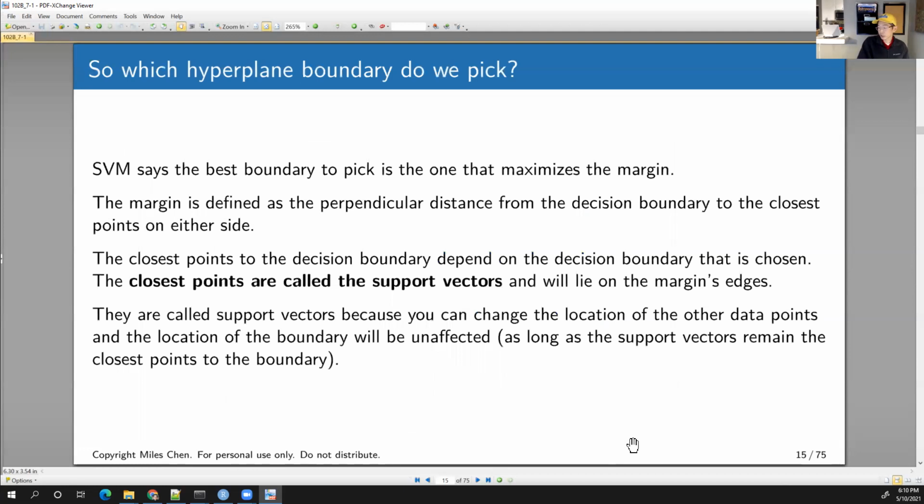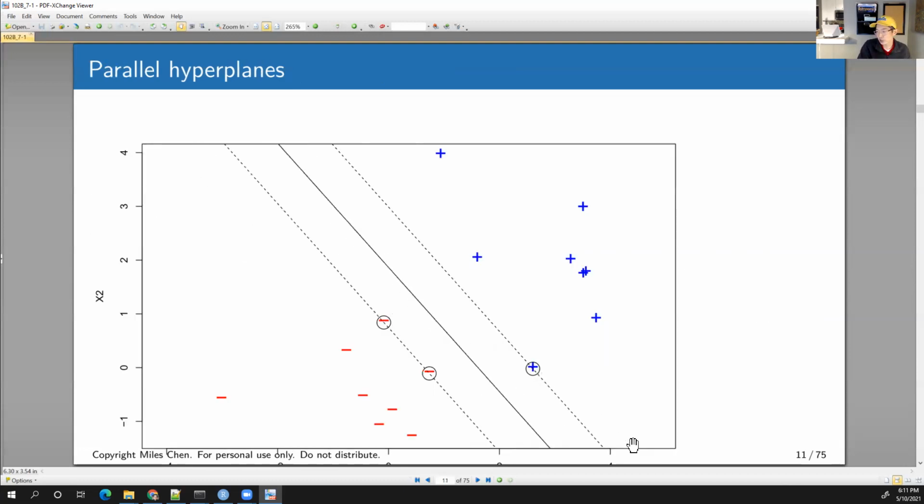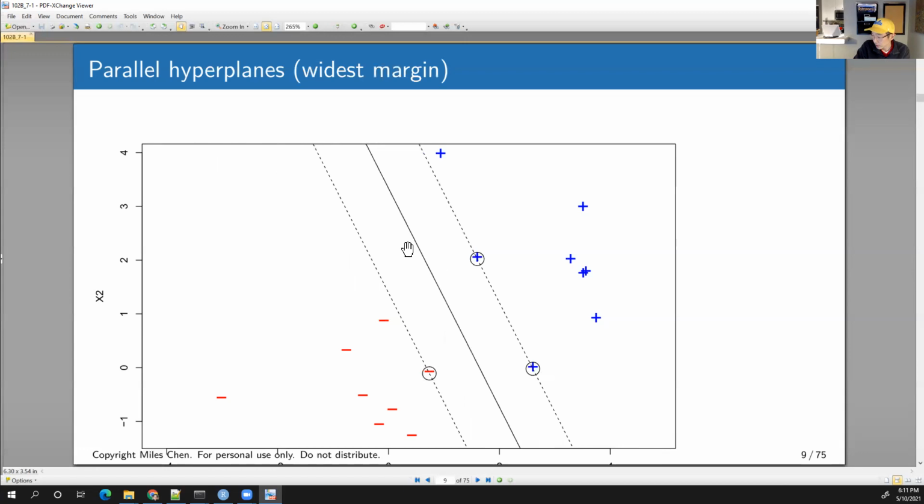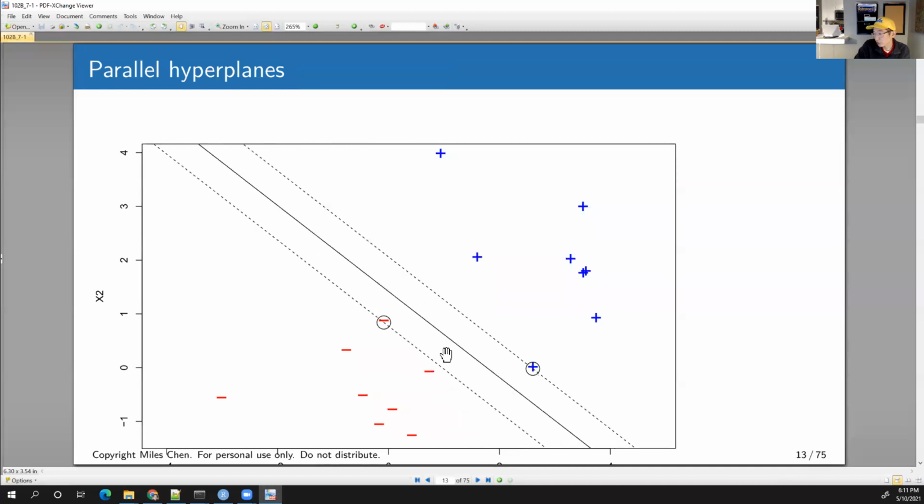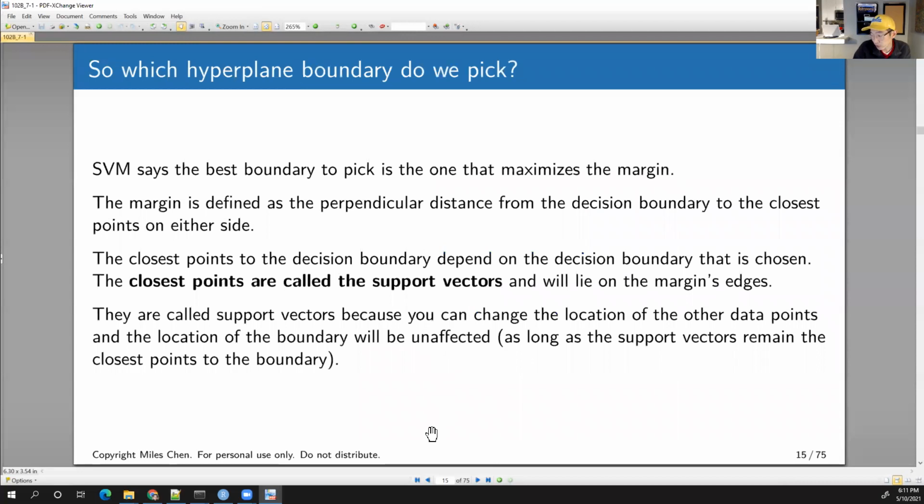All right, so what hyperplane are we going to pick? We're going to pick the one that maximizes the margin, and again, the margin is the perpendicular distance from the decision boundary to the closest points on either side. So we look at the line in the middle. This is going to be our decision boundary, and we ask, what's the perpendicular distance from this line to this dot and from this line to this dot? That's our margin. We want that to be as wide as possible.